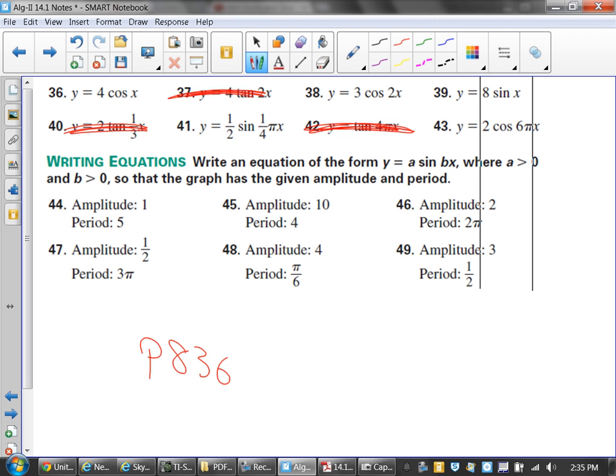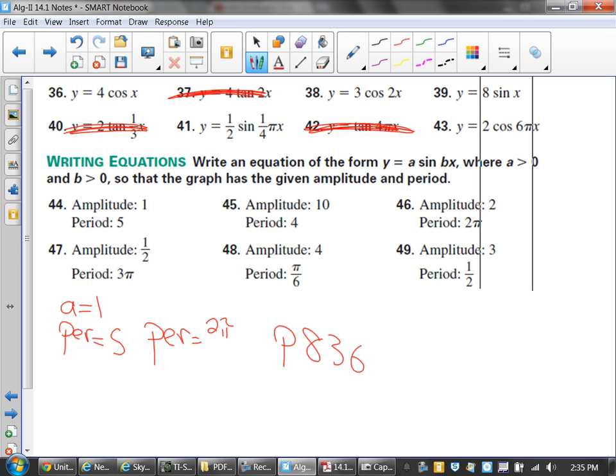So what's going to happen here? For example, if I'm looking at number 44, if my amplitude is 1, what's my A value? 1. Now, the period is 5. That's kind of difficult to worry about to solve for B. I know that the period equals 2 pi over B. So what I have to do here is solve this equation for B. Then write out a sine B of x. In this case here, you should probably be able to pick out what B is going to equal rather easily. What's B going to equal in this problem?